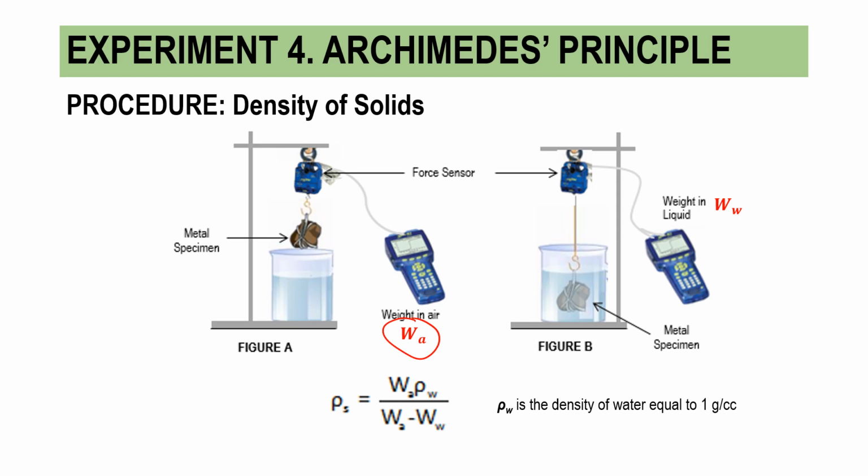Then after that, we need to submerge the metal specimen in water and measure the weight of the metal specimen in water, and that is W sub W. After getting the weight in air and also the weight in water, we can now compute for the density of the solid. Density of the solid is equal to the weight in air multiplied by the density of water, which is constant and equal to 1 gram per cubic centimeter, over the weight in air minus the weight in water.